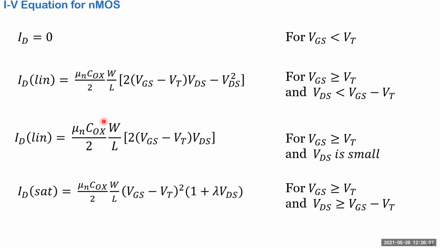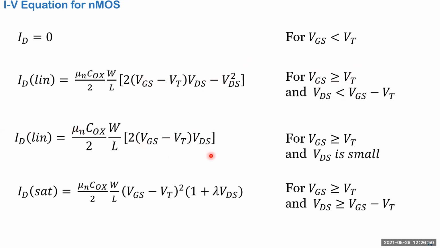The linear mode, which is this equation here, is a square law. You have this beta term times the geometry, W over L, then 2 times the excess voltage, VGS minus VT, times the drain to source voltage, minus VDS squared. This is for the condition where VGS is greater than VT, so that you can form the channel, and VDS is less than VGS minus VT, so the channel is not pinched off yet at the drain end. If you take this equation and make VDS really small, then you can neglect this term, and we showed from the derivation of the channel as well that it turns into this linear equation.